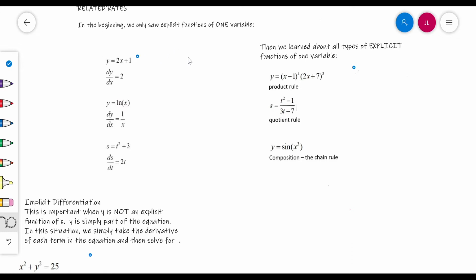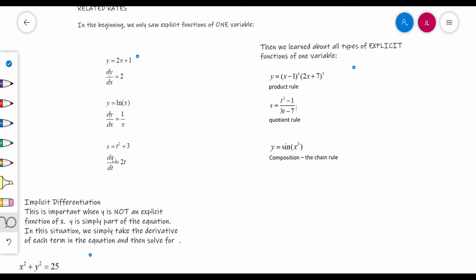So first, we start with what we started with in class, which is just simple explicit functions of one variable, like this line, y equals 2x plus 1. And its derivative is its slope, and it's telling us that every time x goes up by 1, y goes up by 2. And here's another explicit function of one variable. It's just one you like a little less. Y is the natural log of x, and its derivative is 1 over x.